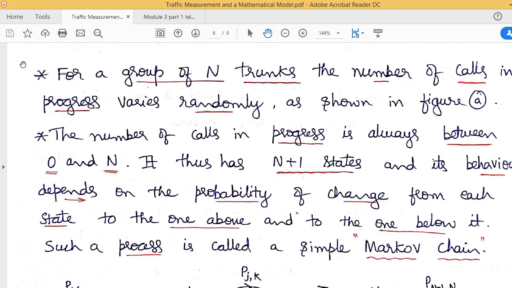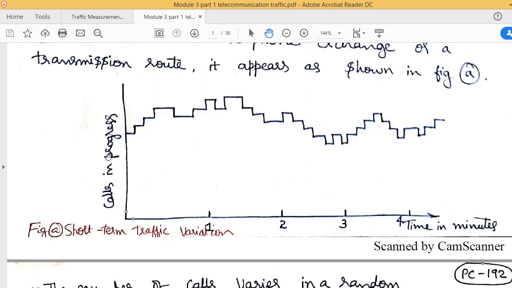So with this understanding, that is pure chance traffic and statistical equilibrium, let us go for designing a mathematical model for traffic. So we know for a group of n trunks, the number of calls in progress varies randomly. As shown in figure A, the calls that are in progress are going to vary randomly with respect to time.